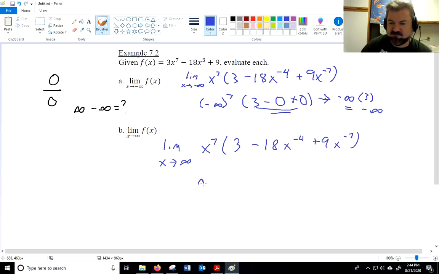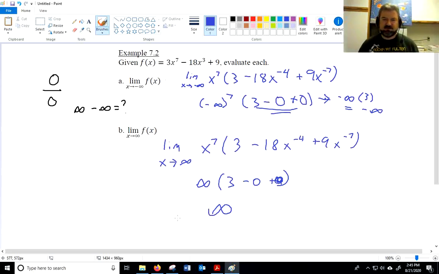So this becomes infinity to the 7th, which is infinity, times 3 minus 0 plus 0. Because anything to a negative exponent with a value going to either positive or negative infinity is automatically going to be 0. And so that's infinity times a positive 3. That's infinity.